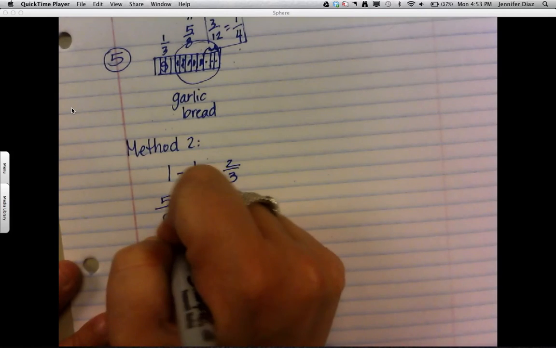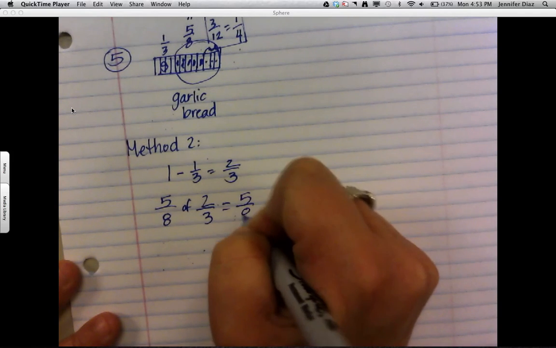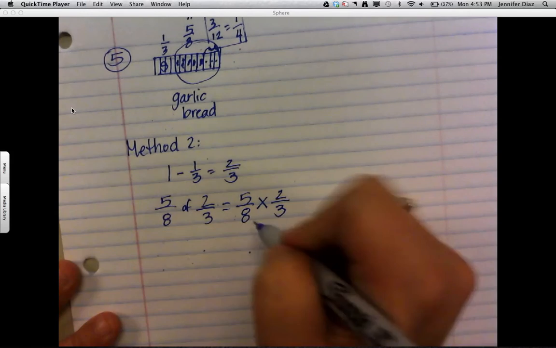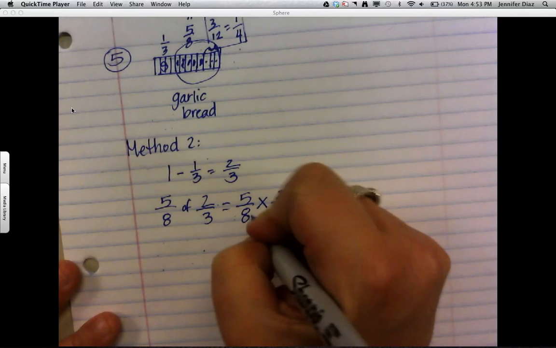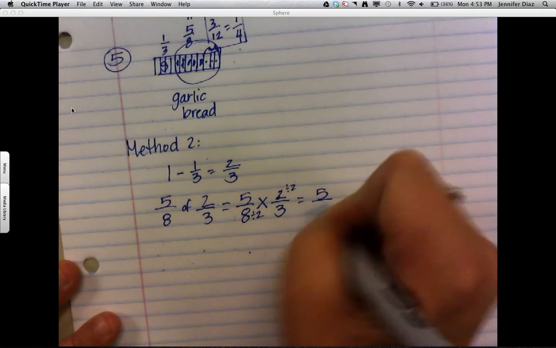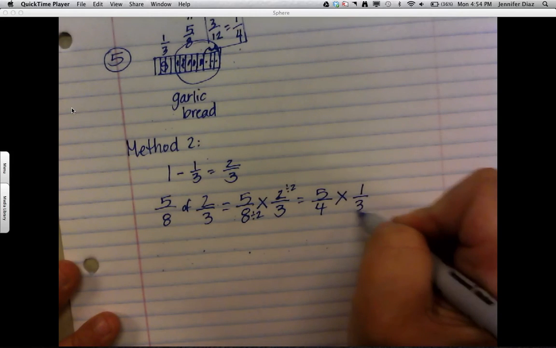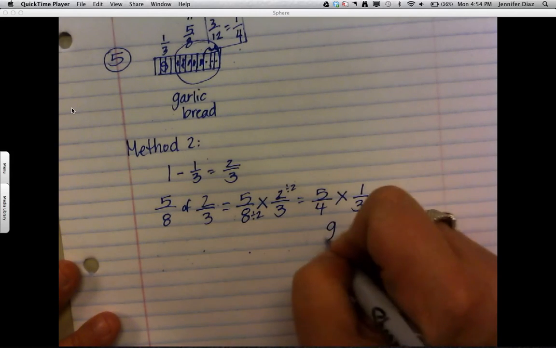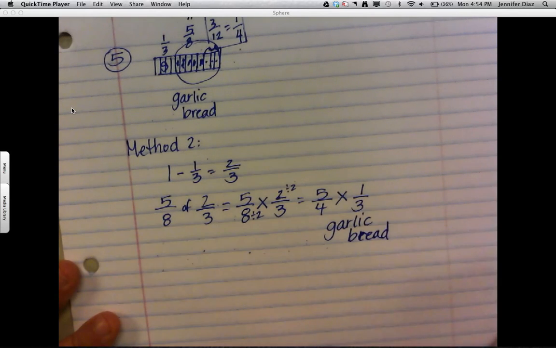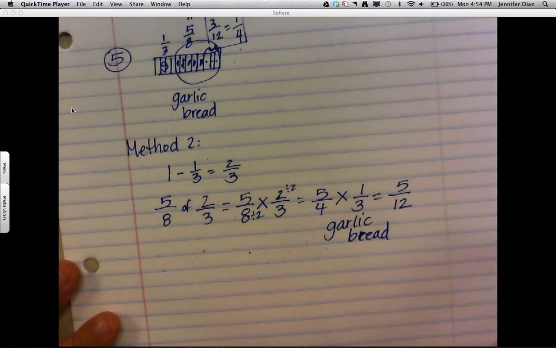So 5/8 of the remainder of 2/3, which is 5/8 times 2/3. This simplifies. You can divide them both by 2. These do not. So 5/8 divided by 2 is 4. This will be a 1, and this will be a 3. Now this is just going to tell you how much butter she used for the garlic bread. So we're going to multiply. We're going to get a 5/12.